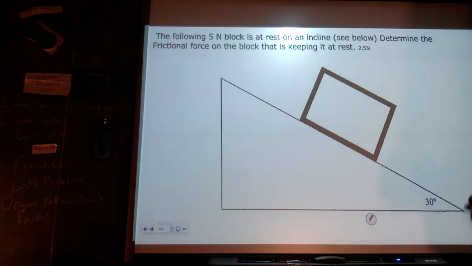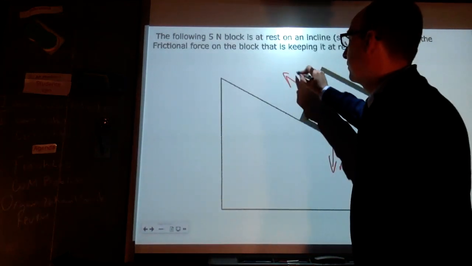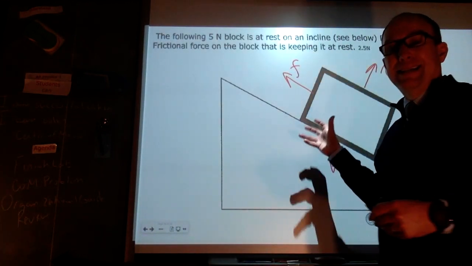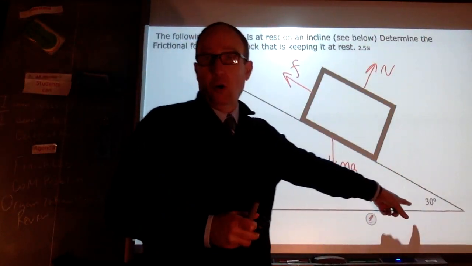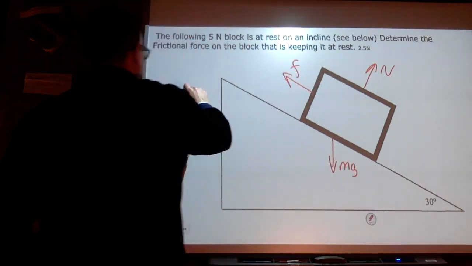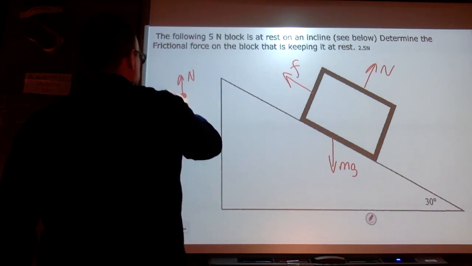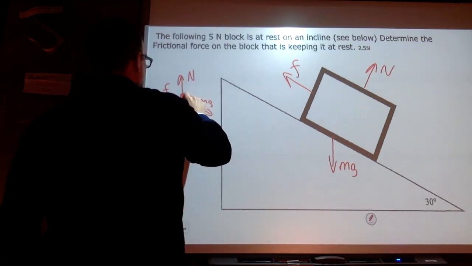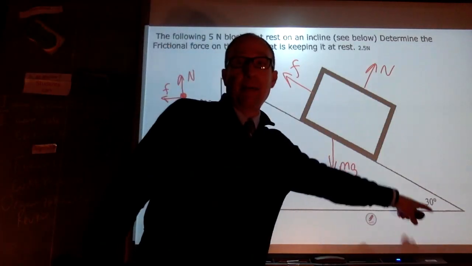The following 5 Newton block is at rest on an incline. Determine the frictional force on the block that's keeping it at rest. Mg, F, N. The rule with these is that we rotate them. Our angle is always the angle with the horizontal. When I rotate this, mg is at an angle, and the 30 degrees, this upper angle, is the same as the lower angle.